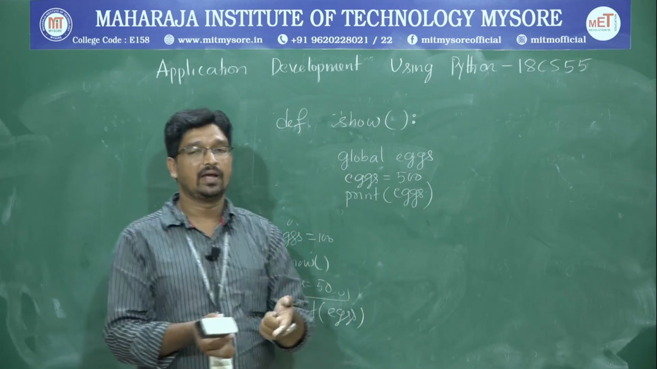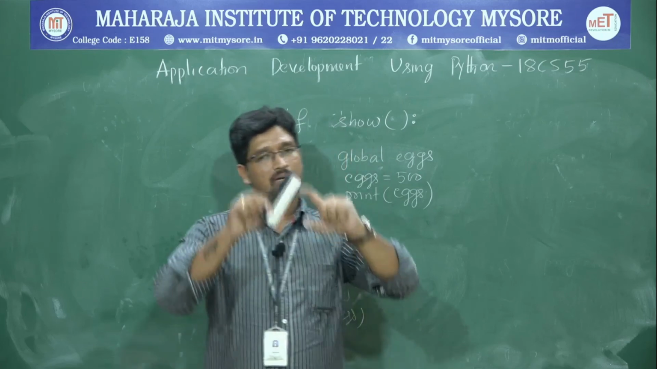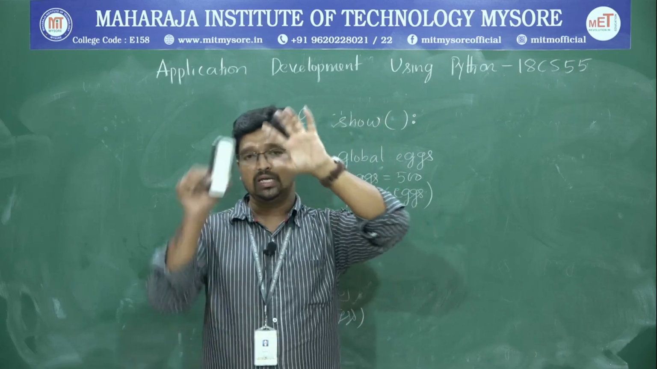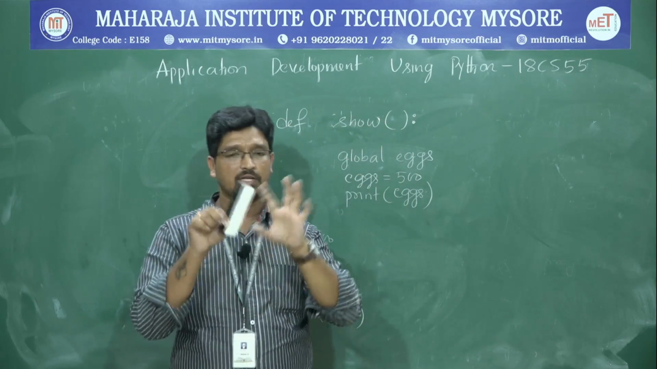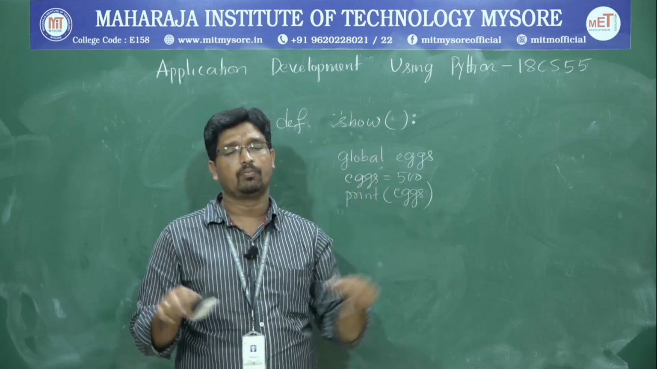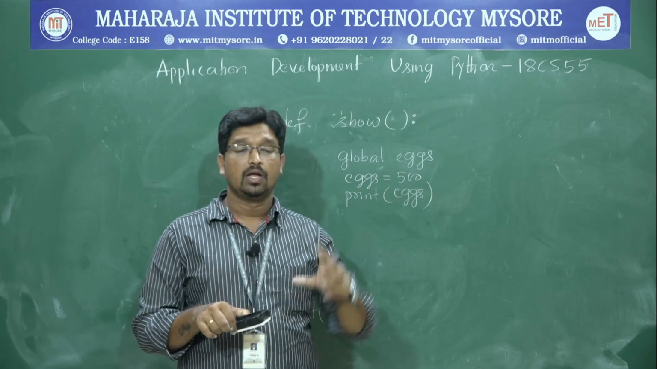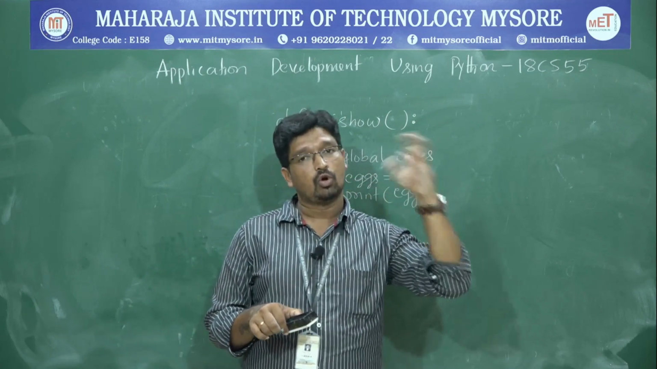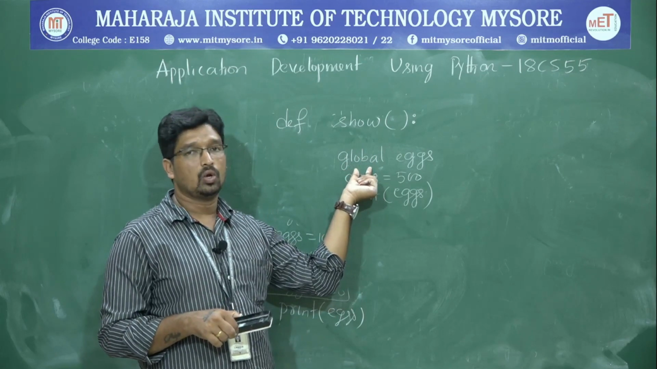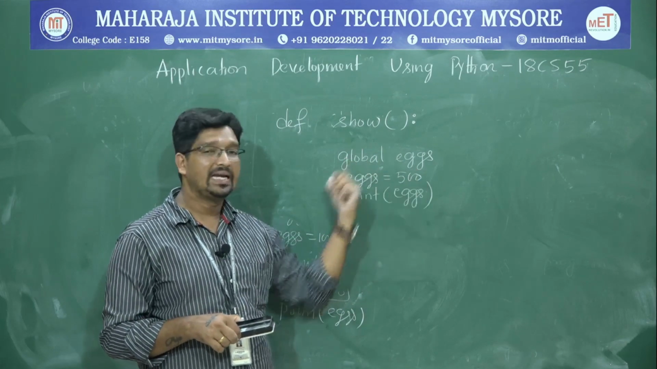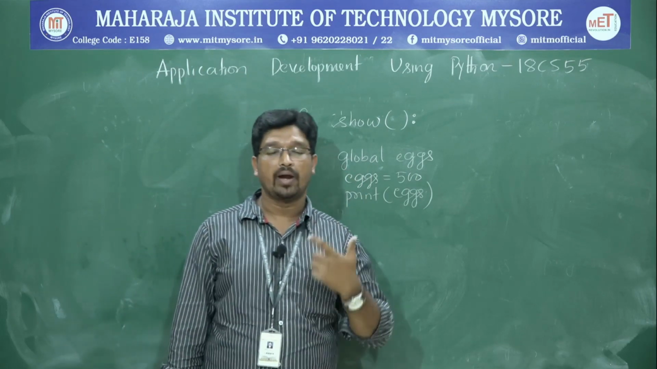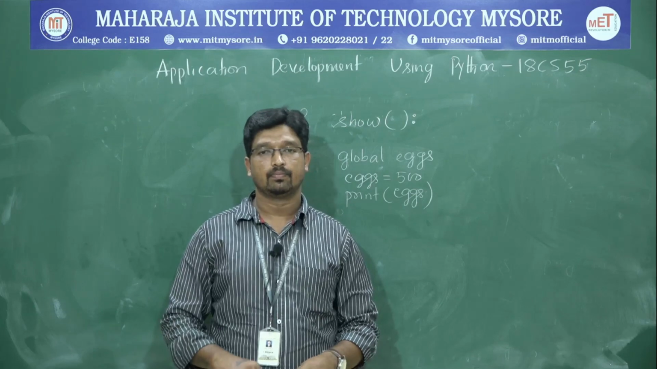Local means only inside a small function, global for the entire program. So a local variable will be used only within a function. A global variable can be used within a function or the full program or outside the function. If you want to change the value of a global variable, still you can do so using a keyword called global, and the changed value will be retained. Okay, this is the explanation for local scope and global scope. Thank you.